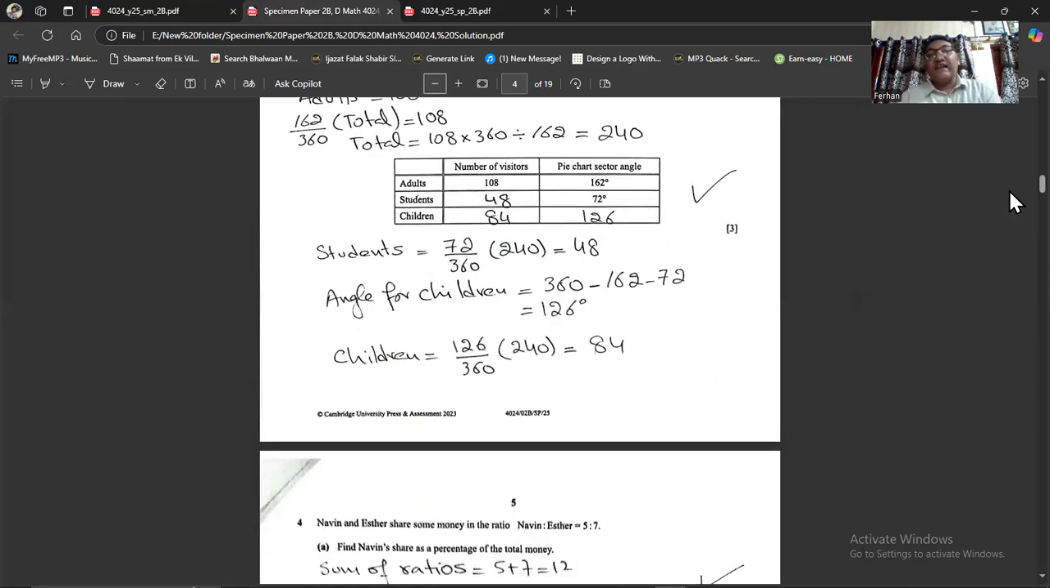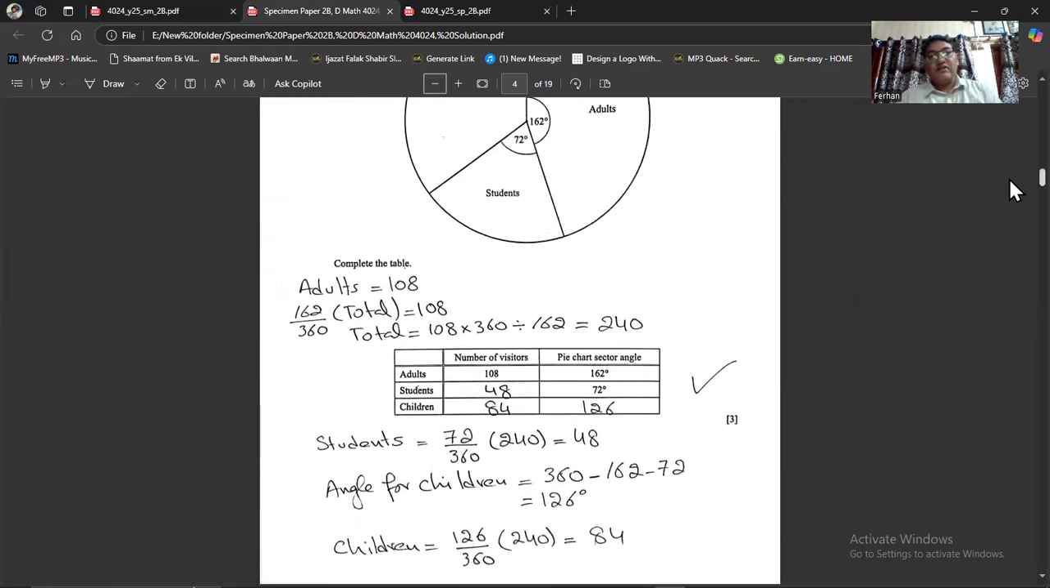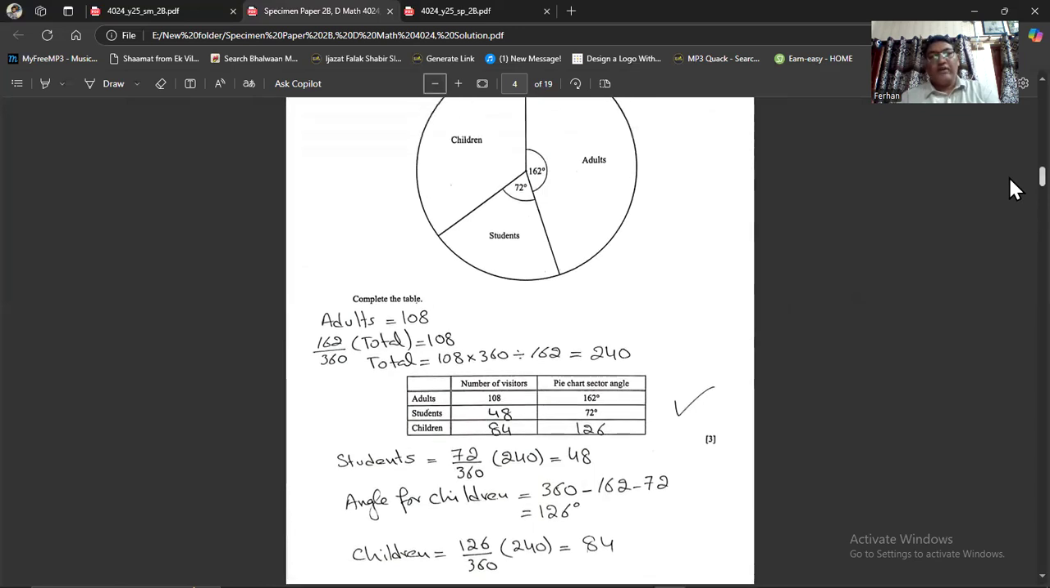So let me reduce the size so you can see the whole of that thing together. So we have to further reduce it. So here we go.